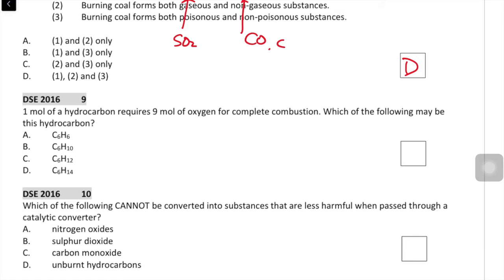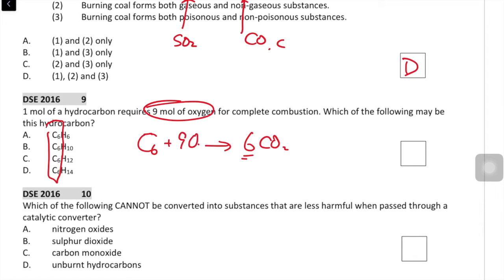Question 9, there is a mole concept. So we need 9 oxygen for complete combustion. Well, luckily we have 6 carbon for all choices. So you can see if we have 6 CO2, because this is C6, of course we got 6 CO2. That means among 9 oxygen gas, 6 will be consumed. So the next 3 O2, altogether 6 O, will be contributed as water.